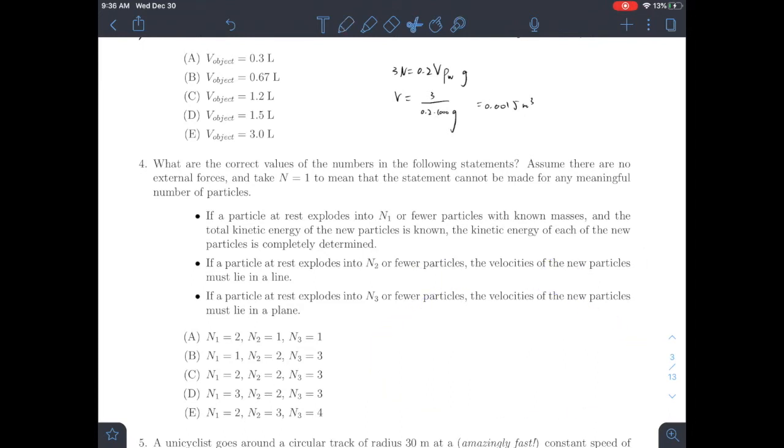Now let's look at the second statement. If a particle at rest explodes into n2 or fewer particles, the velocities of the new particles must lie in a line. Well, let's look at when the particle is split into 2. Because of conservation of momentum, the vectors have to point in equal and opposite directions in order to cancel out each other's velocity. So 2 works, but with 3, it will be a problem because it won't be a single line. The 3 vectors add up together to cancel out, so they have to be in a plane, not a line. So the third statement should be 3, the second statement should be 2, and the first statement should be 2.